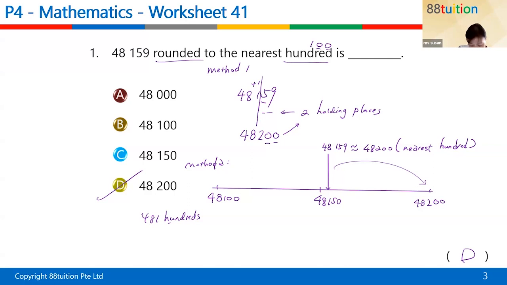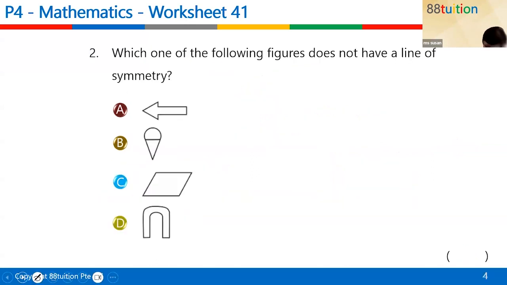Next question. Which of the following figures does not have a line of symmetry? If you look at each and every one, you need to try it out. For the first one, there is a line of symmetry cutting across horizontally here. For the arrowhead, you will cut it into two equal parts, a symmetrical figure.